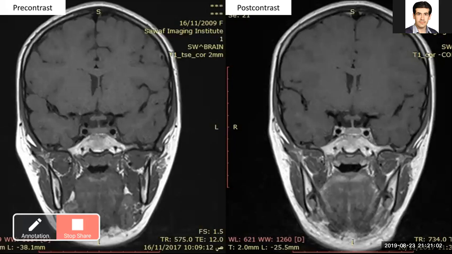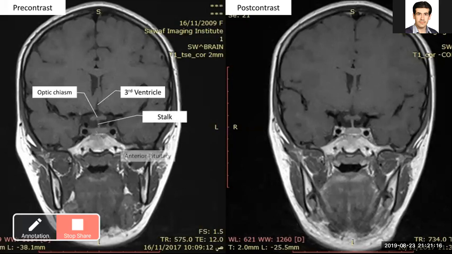This is a pre-contrast and post-contrast coronal image for a normal pituitary. This is the third ventricle here, and this is the optic chiasm. This is the pituitary stalk, and this is the anterior pituitary. These dark circles are the internal carotid artery, two sections in the internal carotid artery.